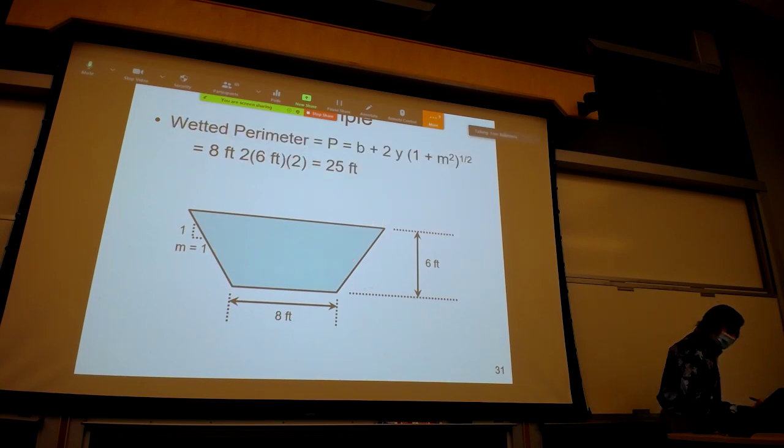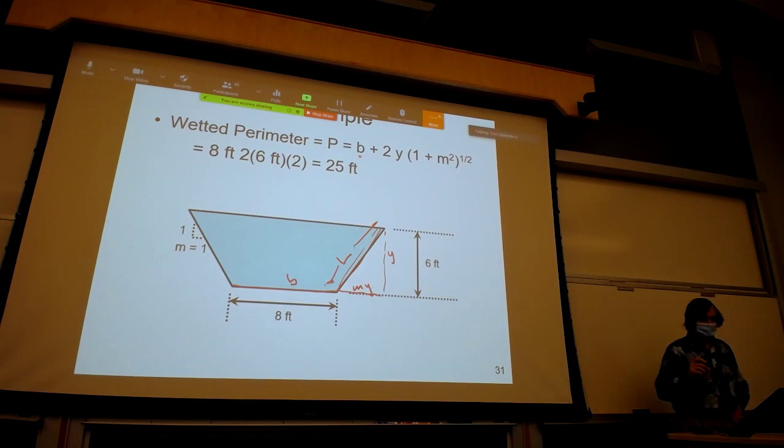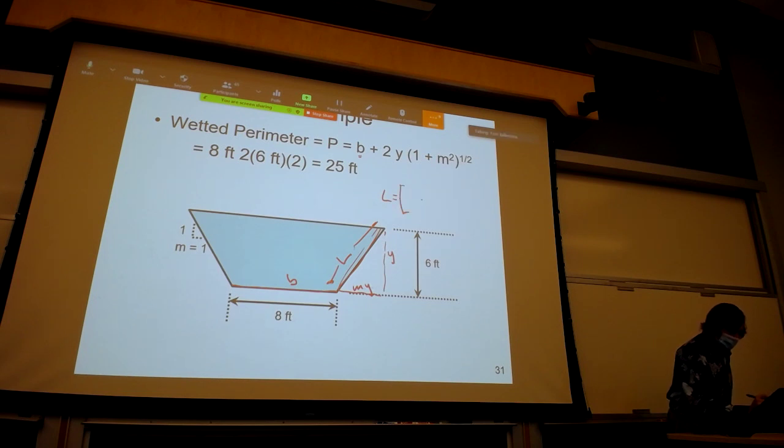The wetted perimeter is the base plus the hypotenuse of 2 triangles. So again, one side of the triangle is y, the other side of the triangle is my, and we want this distance L. That's the wetted perimeter on just that side. So L is equal to the square root of the sum of the squares: m squared y squared, plus y squared.